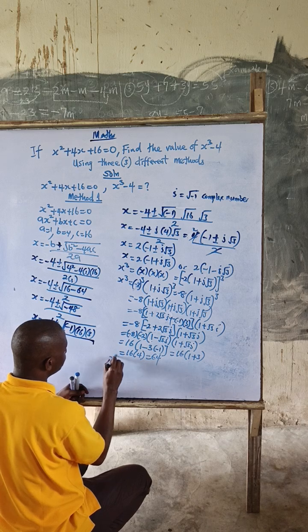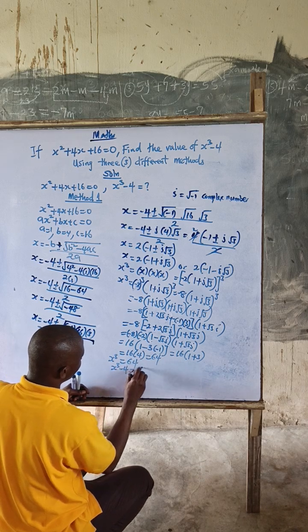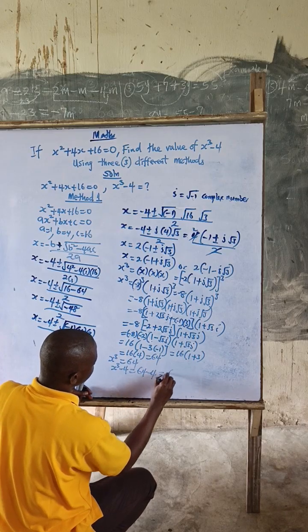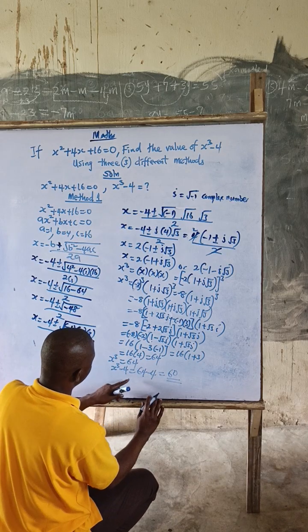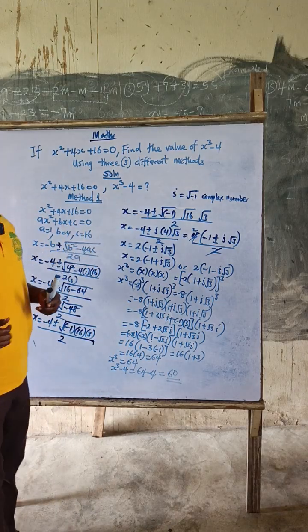Therefore, if x cubed equals to 64, then x cubed minus 4 will give us 64 minus 4, which is 60. So therefore, x cubed minus 4 equals to 60. This is the first method.